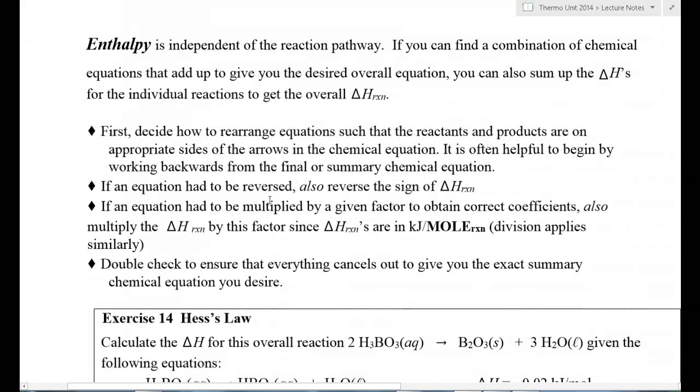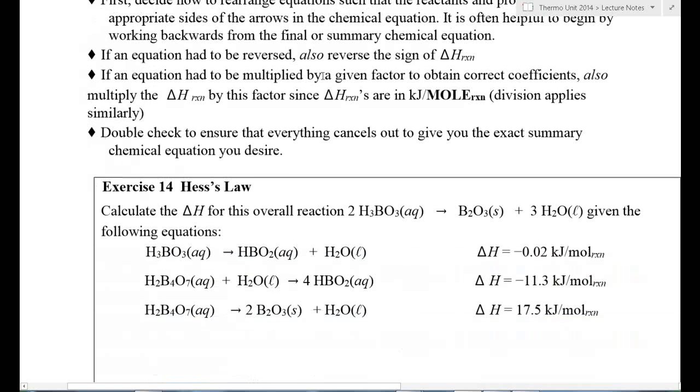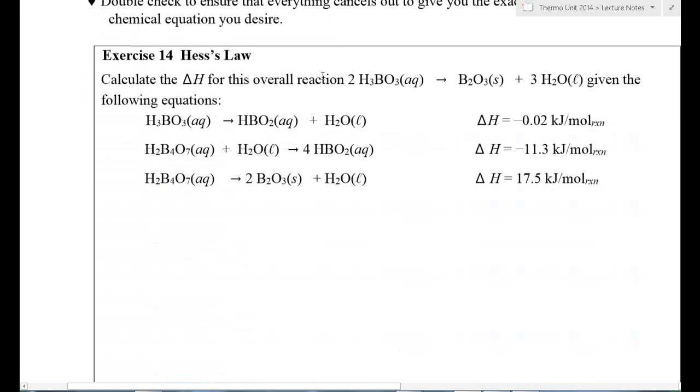So what we learned from Hess's law is that enthalpy is independent of the reaction pathway. If you can find a combination of chemical equations that add up to give you the desired overall reaction, you can just sum up the delta H's. Okay. So let's just go ahead and do it, and then you can read those rules up at the top. So here I have 3 equations, and I'm going to try to use the data from those 3 to figure out what the change in enthalpy is for this.